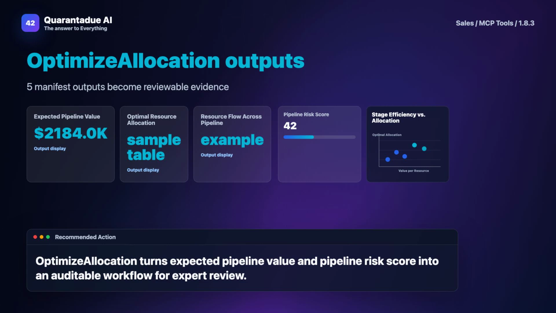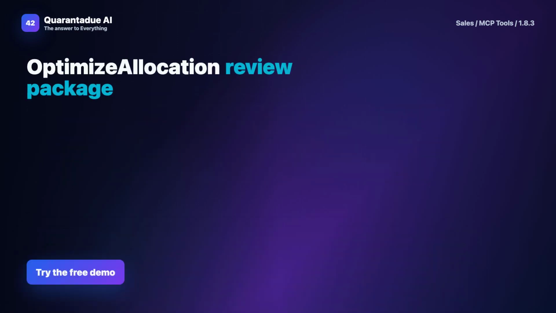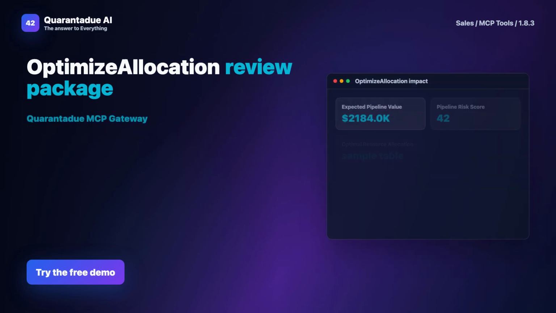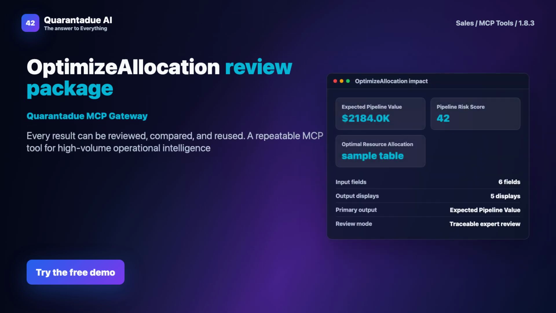Let me walk you through a hypothetical example. Imagine a sales pipeline with 3 segments: lead generation, qualification, and closing. Suppose the conversion rate from lead to qualification is 20%, from qualification to closing is 50%, and the average deal value is $10,000. With limited sales reps, OptimizeAllocation might recommend shifting more reps to the qualification stage because it has the highest leverage on overall conversion. By following this recommendation, you could see a measurable increase in total revenue without adding more resources.